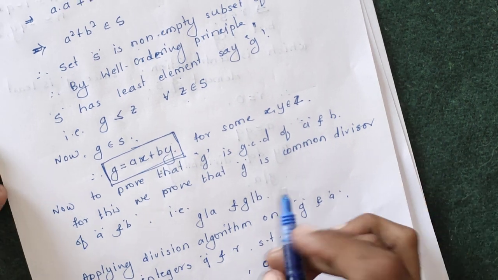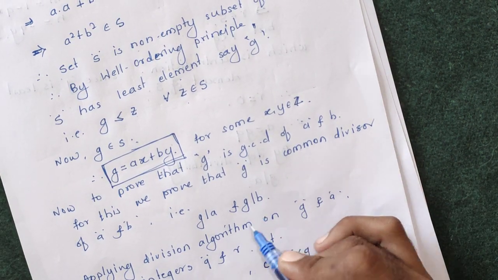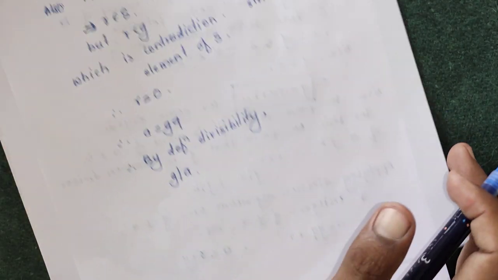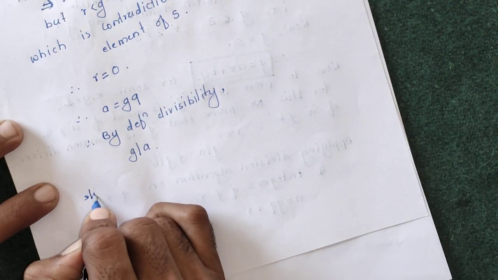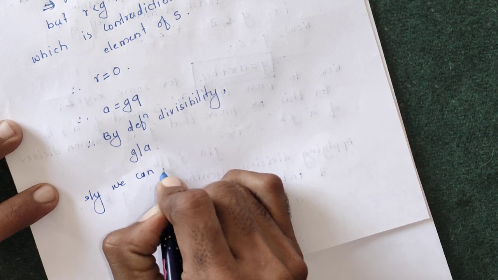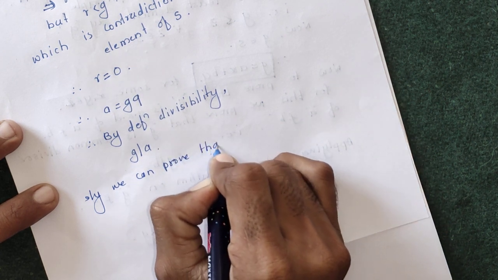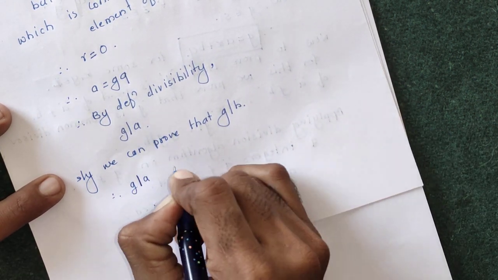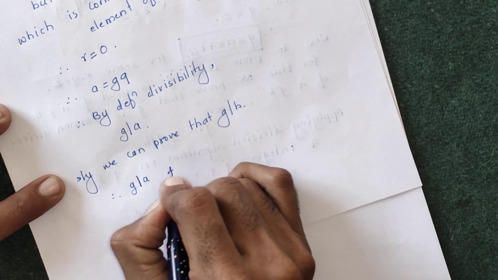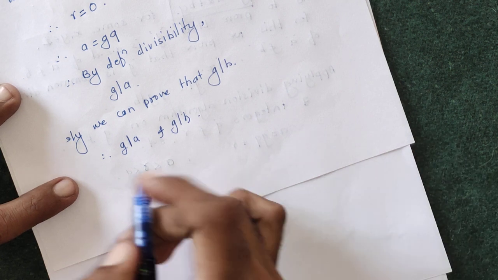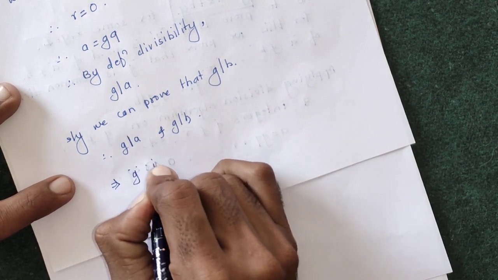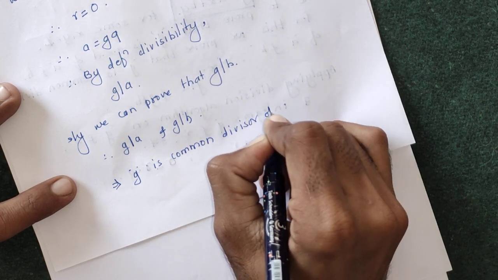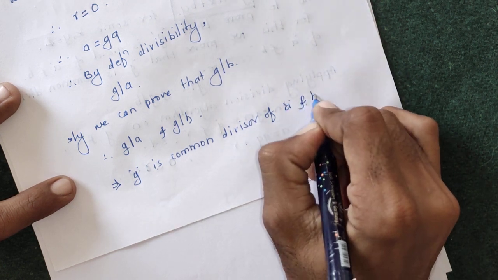Similarly, applying the division algorithm on G and B, that is B is equal to GQ plus R, and simplifying in this manner we get G divides B. Therefore, we get G as a common divisor of A and B, that is G is a common divisor of A and B.